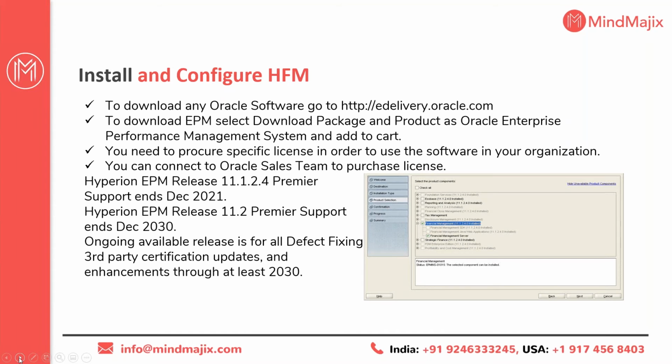I am also currently working on a migration project, because currently our system is on 11.1.2.3, and we are migrating everything to 11.2. We have to do that by the end of this year, so it's in process right now. This ongoing release is for all defect fixing, third-party certification upgrades and enhancements for at least the next 10 years. Oracle has a tendency of releasing a new version every 6 months. That is going to stop, because they are saying that for the next 10 years there will be no new version of Oracle Enterprise. This is a stable version that they are going to have in the market.